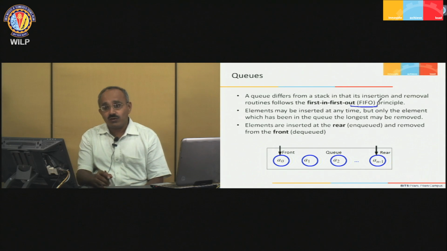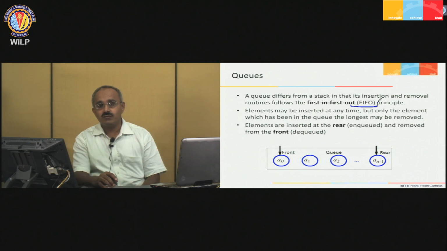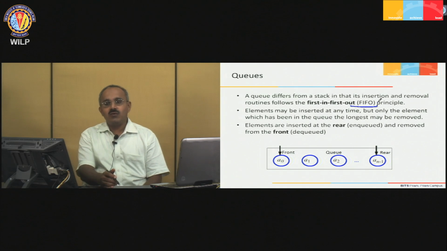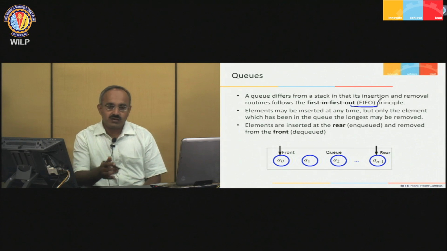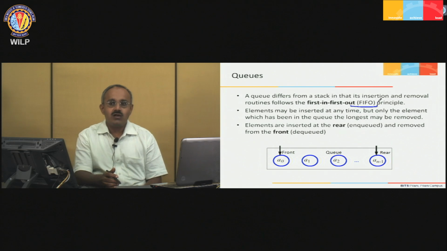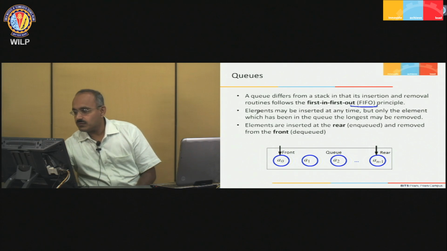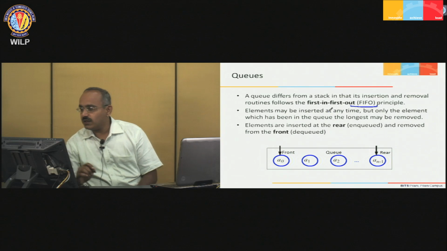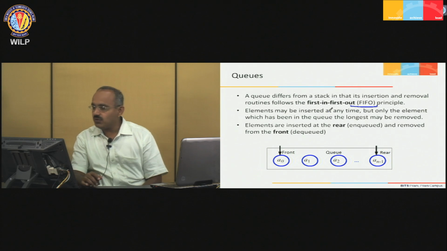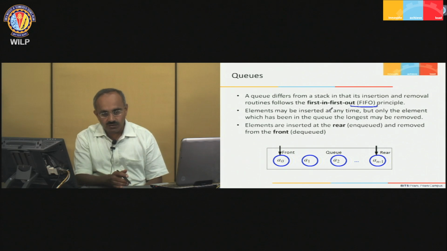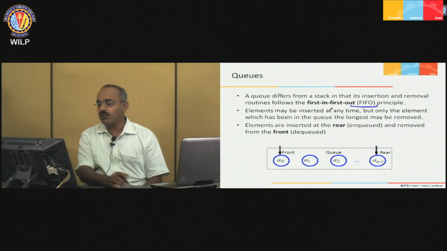So one can always add elements to a queue, but the addition is always going to be at the end of the queue, and you can always delete elements from the queue. The element which is at the top of the queue, or at the beginning of the queue, is the element that is going to be serviced. Correct? So elements can be inserted at any time, but only the element which has been in the queue the longest, that is, which is at the front or beginning, is the one which is going to be removed.